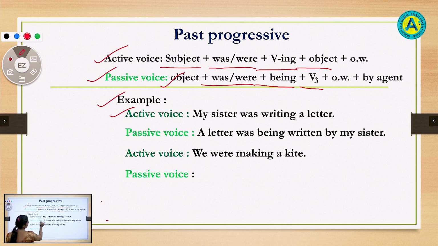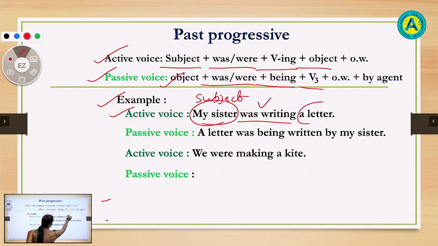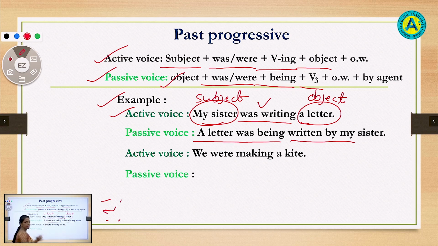Active voice: my sister was writing a letter. Here, which is the subject in this sentence? Yes, my sister is the subject. Was writing is a verb. Then a letter is here the object. Then what is the passive form of this sentence? Yes, a letter was being written by my sister.